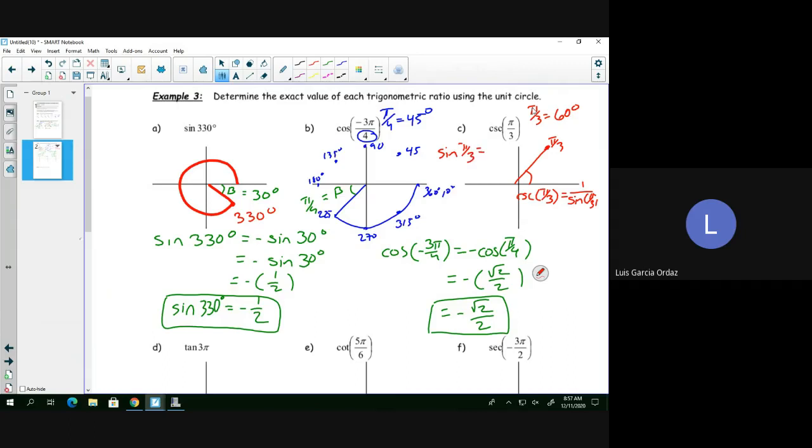So what is regularly sine of pi over 3? Sine of pi over 3 is root 3 over 2. And remember, for cosecant, you're just turning the numerator into the denominator and the denominator into the numerator. So cosecant of pi over 3 is equal to 2 over root 3. And if we simplify it, it becomes 2 root 3 over 3.